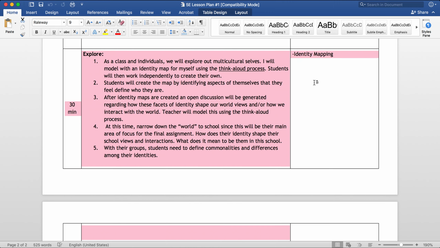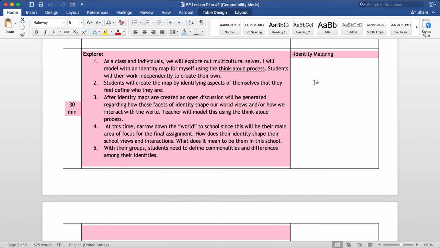Next, you're going to want to get them to explore, and when they're exploring today, they're really just exploring themselves and marginally exploring others. So as a class and as individuals, they're going to explore their multicultural selves. I would model this identity mapping for them using the think-aloud process, and then students would work independently. Typically, I would write my name in the center, and then off of my name, I would put stems with words or word phrases that help me identify who I am. From there, I would have the students go into an open discussion with each other and find similarities with those.